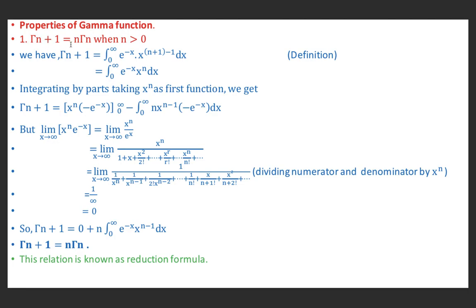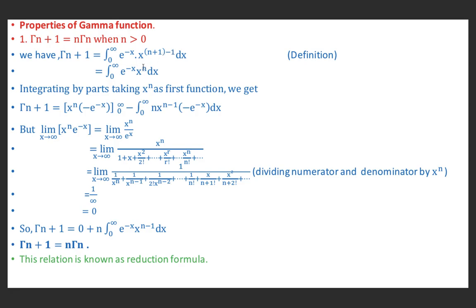So first is gamma n plus 1 is equal to n gamma n, where n is greater than 0. By the definition of gamma function, we know that gamma n plus 1 is equal to integral from 0 to infinity e raised to power minus x, x raised to power n plus 1 minus 1 dx. Because in place of n we have n plus 1 here, so I have written n plus 1 here also. We have replaced n by n plus 1 in the definition of gamma function. So n plus 1 minus 1, 1 and 1 will cancel out, so we are left with x raised to power n here.